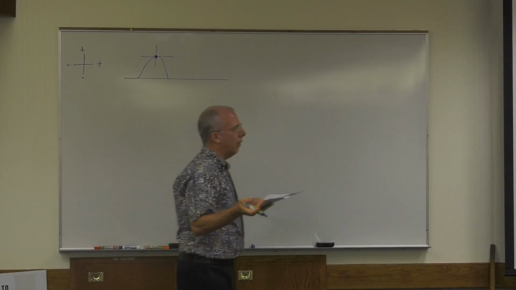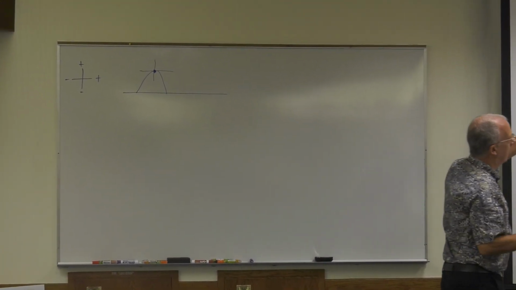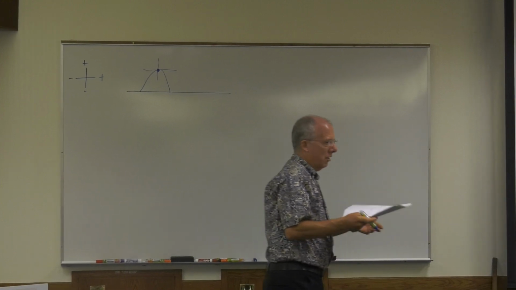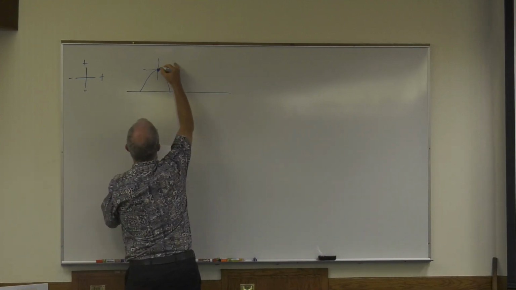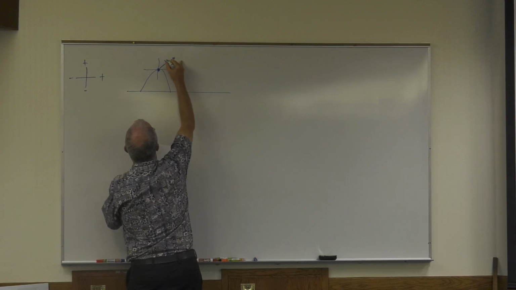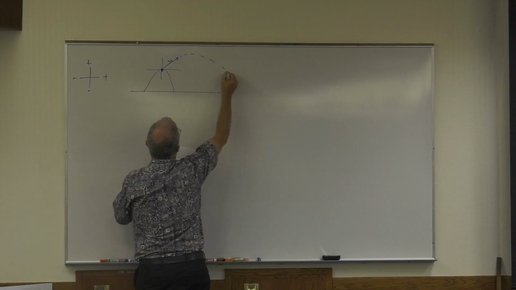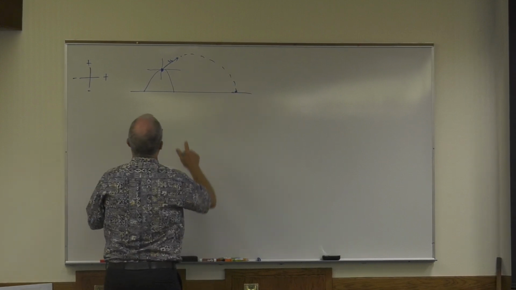And how many points do I need? Well, just the initial point and the final point, because nothing's really going on. This is just projectile motion, free fall. So here's my V0, and it's going to make a nice parabola. Okay.